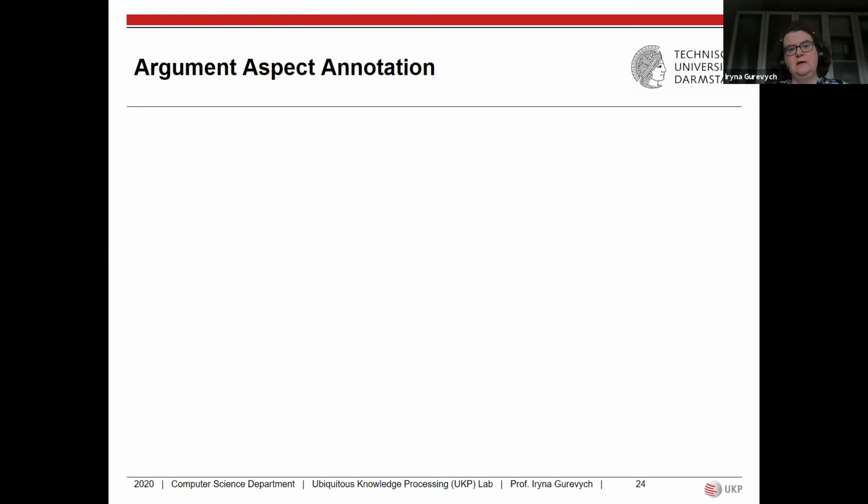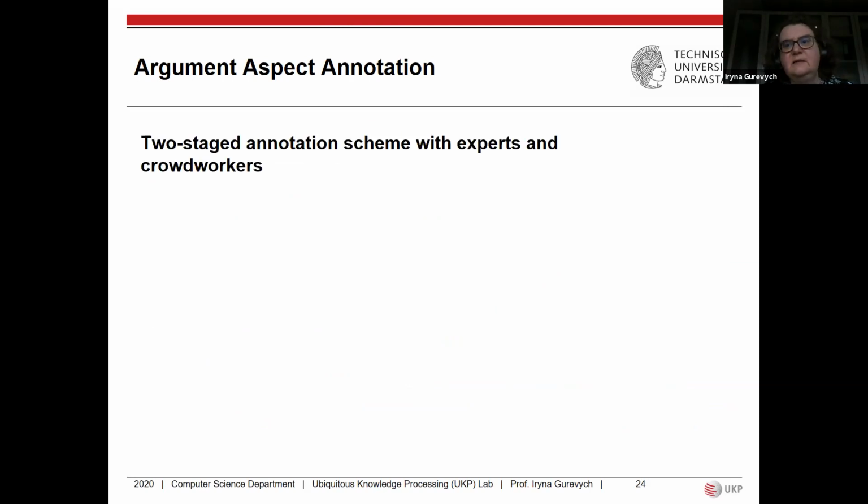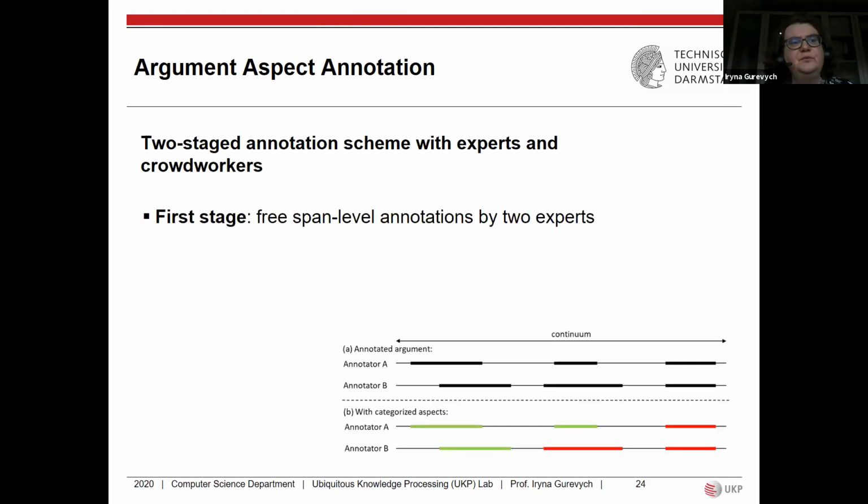So now the next question is how to generate training data for argument aspect classification. Here we propose a novel two-staged annotation scheme to tackle this difficult sequence tagging task. In the first step, we employ two experts who are NLP research assistants and who perform a free span level annotation task of the aspects.